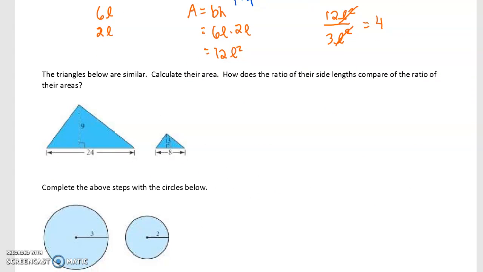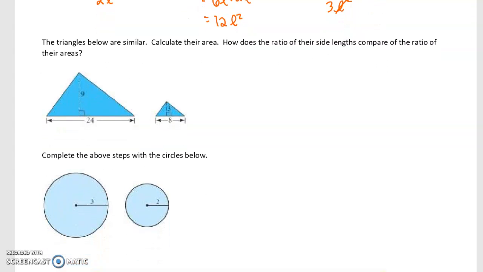Okay. So the triangles below are similar. Calculate their area. How does the ratio of their side lengths compare to the ratios of their areas? Again, for triangles, we're looking for base and height, that perpendicular. So the bigger triangle has an area of 1/2 times 9 times 24. Half of 24 is 12, and then 9 times 12 is 108. We'll just say square centimeters.